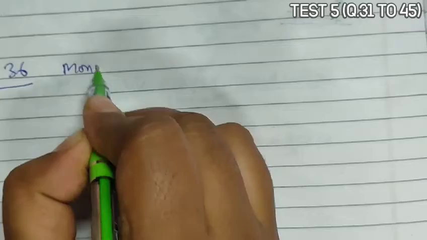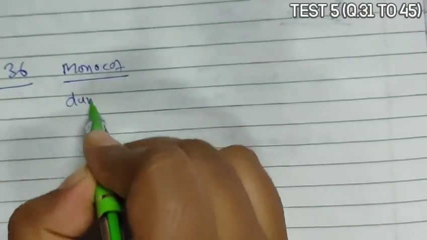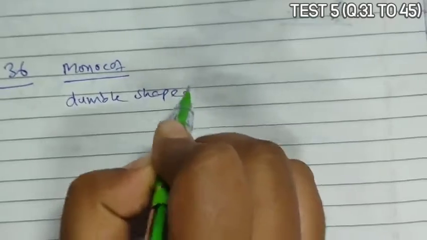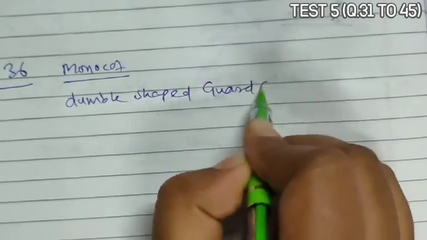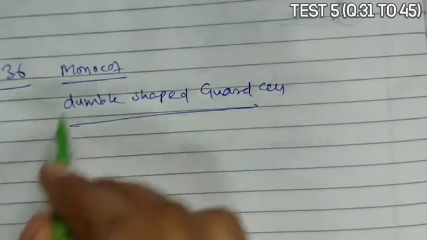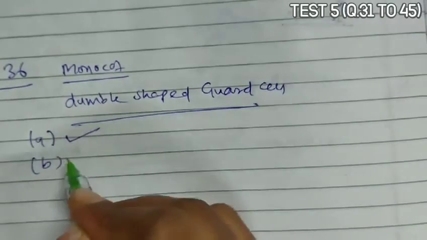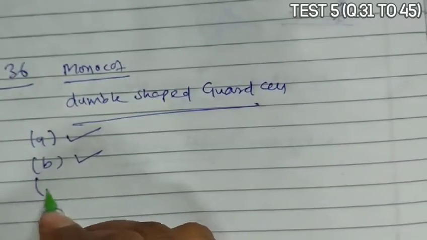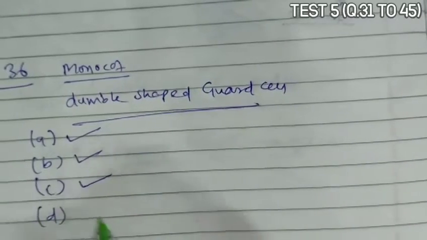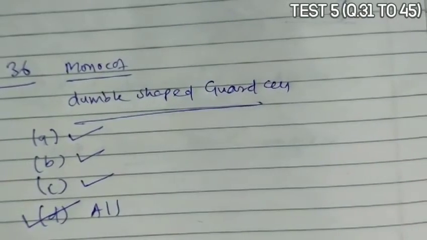Next is question number 36, again a diagram based question, and the question is, identify the plants which possess the given type of guard cell. This is the diagram of a monocot leaf. So they have a dumbbell shaped guard cell, and dumbbell shaped guard cells are obviously found in monocots. Option A is banana, which is a monocot. Option B is lily, that is also a monocot. Option C is grasses, that is also monocot. So option D, all of these, is the correct answer for question number 36.